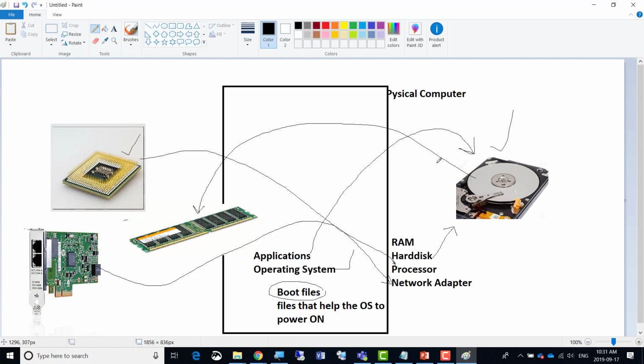Yes, sir. The processor takes the data from the hard disk and transfers it to the RAM, and then loads it there. And then the Ethernet cable establishes an internet connection. The network adapter connected to an Ethernet cable establishes a network connection. Cool. That was simple.